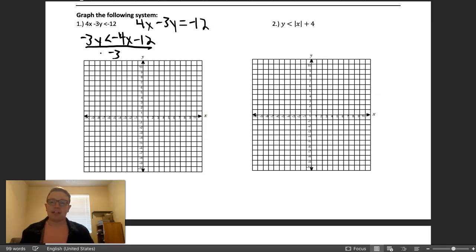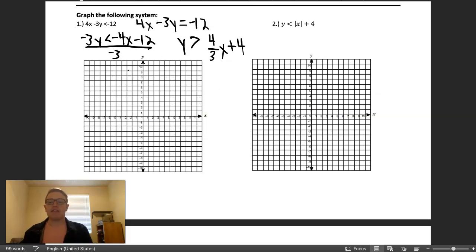Here's the part where we have to be careful. We're dividing an inequality by a negative. What happens when we divide an inequality by a negative? We have to flip this sign. So that's another thing we have to be on the lookout for when we're doing these. This becomes y is greater than, actually that's positive 4 over 3. Negative times a negative is a positive. So it's 4 over 3x. Now, minus 12 divided by minus 3 is going to be plus 4.